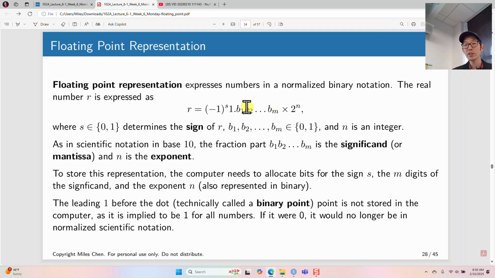And then we have all of these, which we call the mantissa bits, or the significand. And then it's going to be multiplied by a power of 2 to the n. That's going to be our exponent. So we are going to store these 3 components: the sign, the m digits of the significand, and the exponent, n. And the leading one before the dot, which we call a binary point, is not stored in the computer because it's implied to be 1 for all numbers. If it would be 0, it's no longer in normalized scientific notation.